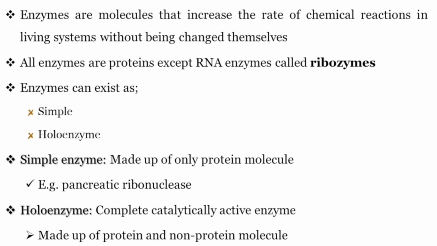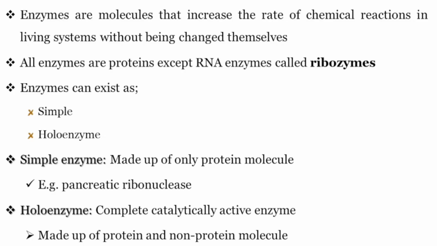Okay, all enzymes are proteins except RNA enzymes, ribozymes. Enzymes can exist as simple or holoenzyme. A simple enzyme is an enzyme that is formed only from protein component. But a holoenzyme is formed from protein and non-protein components. The protein part of the holoenzyme is called apoprotein, whereas the non-protein part of the holoenzyme is the cofactor.